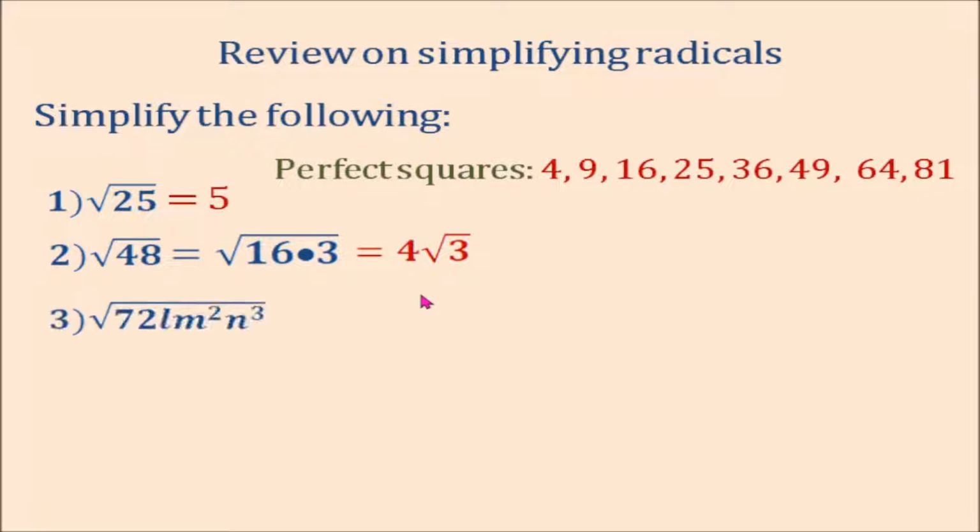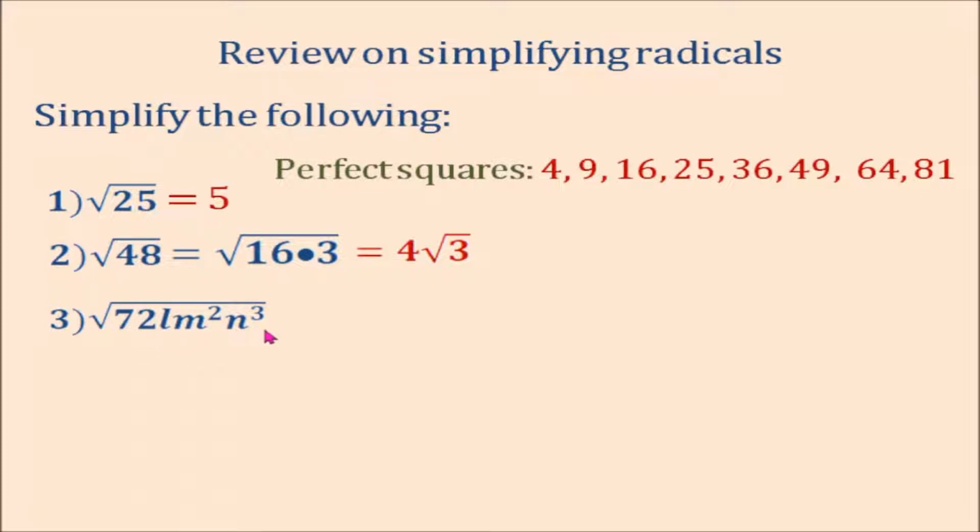Example number 3. Simplify square root of 72 l m squared n cubed. 72 is not a perfect square, but we can factor 72 such that one of the factors is a perfect square. For variables, those that have even exponents are perfect squares. L, the exponent is 1, it's not a perfect square. M squared is a perfect square. N cubed is not a perfect square. However, we can factor n cubed such that one of the factors is a perfect square.